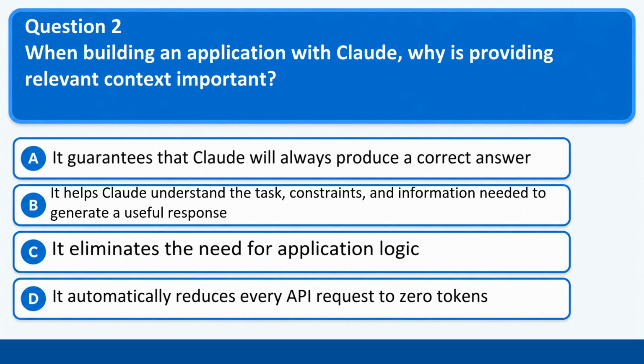Question 2. When building an application with Claude, why is providing relevant context important? A. It guarantees that Claude will always produce a correct answer. B. It helps Claude understand the task, constraints, and information needed to generate a useful response. C. It eliminates the need for application logic. D. It automatically reduces every API request to 0 tokens.